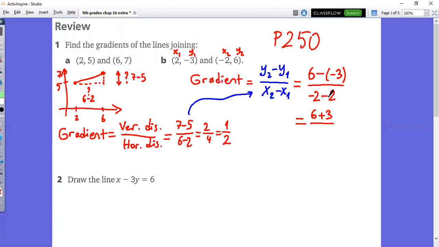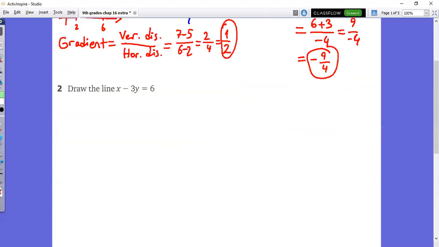-2 and 2 are not multiplied. They are not next to each other. We do not operate the signs here, but this is subtraction. It's -4. So we get 9 over -4. Better to write the negative sign in front of the fraction bar or in front of 9, doesn't matter. It's minus 9 over 4. The first gradient is 1/2. The second gradient is -9 over 4.